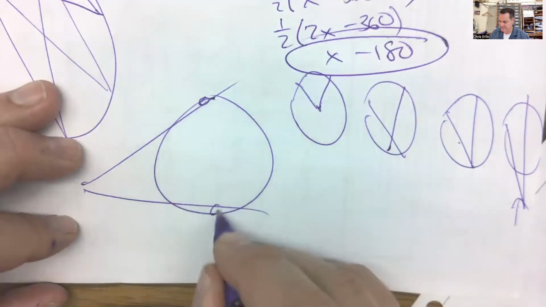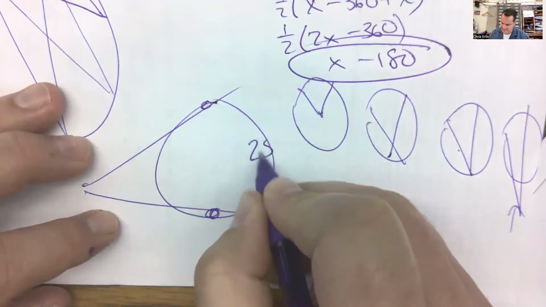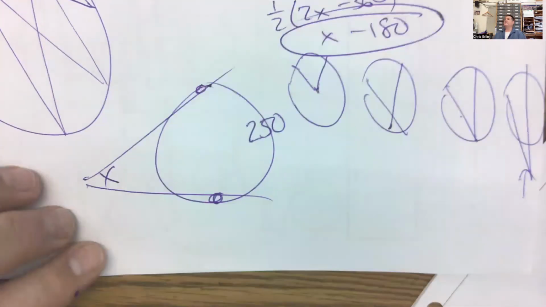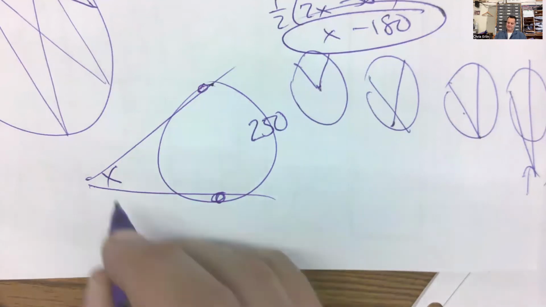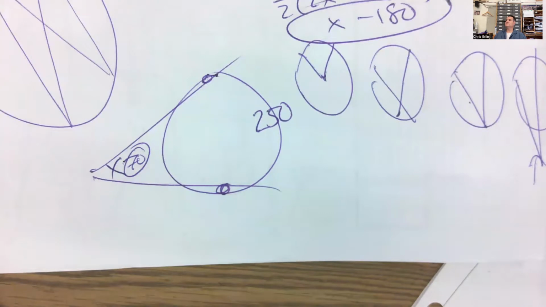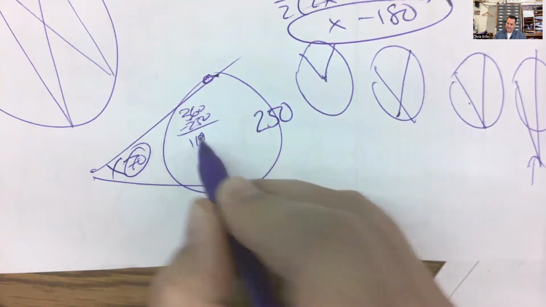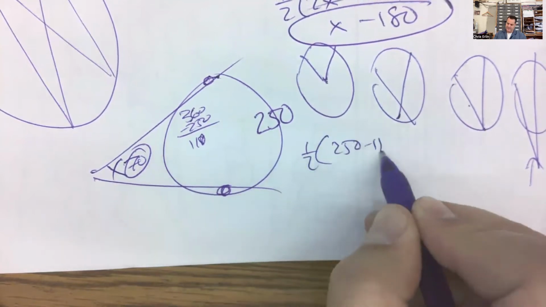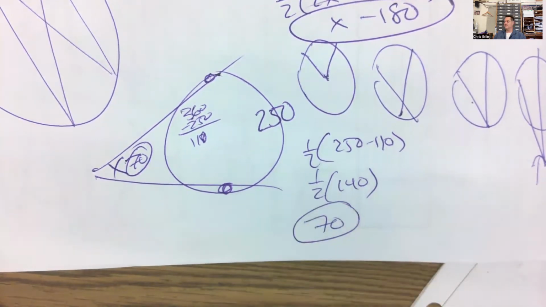So pretend that these are both tangents, really poorly drawn. And let's say that I tell you that this is 250. What's the value of X? Almost. You can do it the long way, but just subtract 180. What's 250 minus 180? 70. Or you could have done it the long way and said 360 minus 250 is 110. And half of 250 minus 110 is equal to half of 140, which is 70. Either way works.